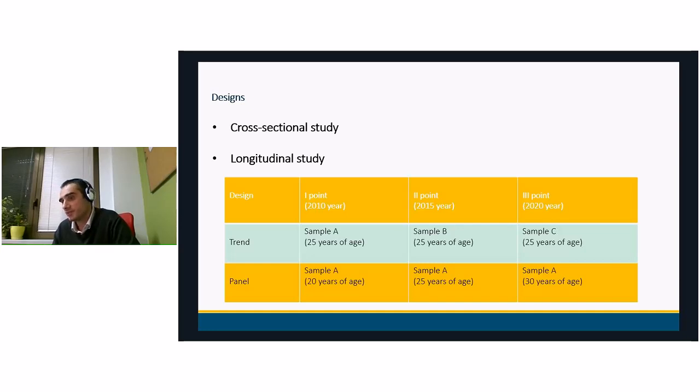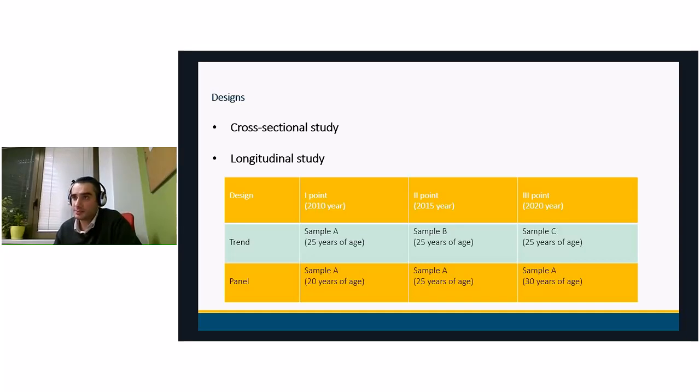On the other hand, we have the panel approach, which actually asks the same sample of people over and over again. When they're 20 years of age, after 5 years, when they're 25 years of age, and when they're 30 years of age, but again, we ask them the same question, the attitude towards EU enlargement.